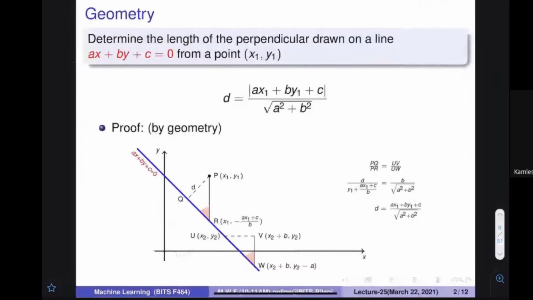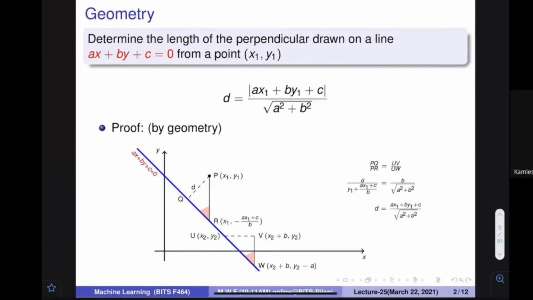So if I ask what is the ratio of PQ upon PR, if I find out PQ and PR, you know there is 90 degrees here and 90 degrees here. So there is a small flipping in the things. PR is actually related to this UW. PR is related to the UW. Similarly, PQ is related to UV. So we can write like this.